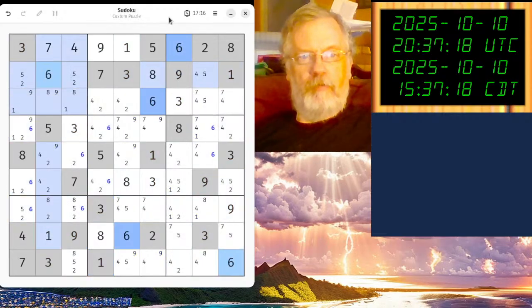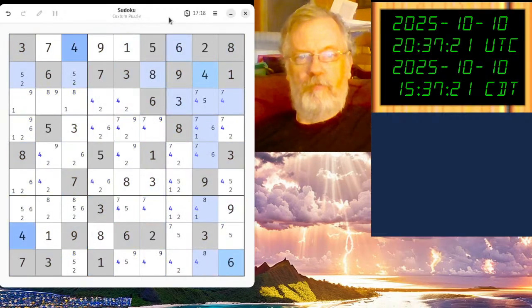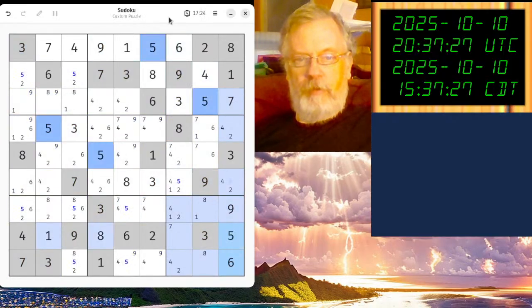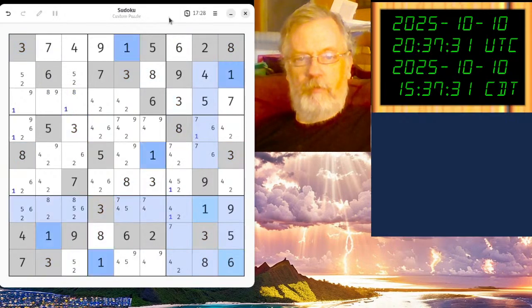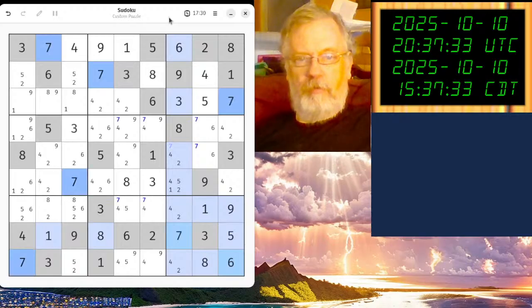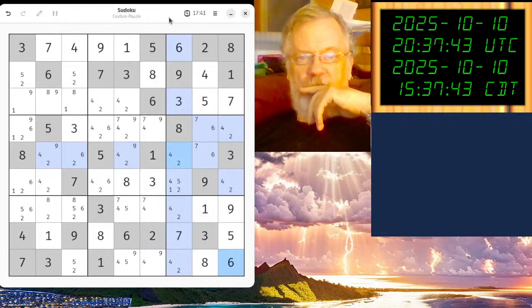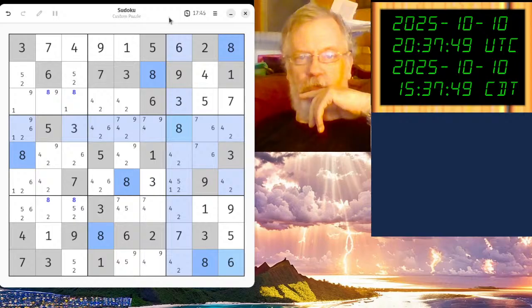Okay, 5, 2, 5, 2 means this is a 4. Makes this a 5, this a 7. That makes this a 5. This becomes an 8. This becomes a 1. This becomes a 7. 4, 2 pair means we are blocked. I got it blocked there as well.